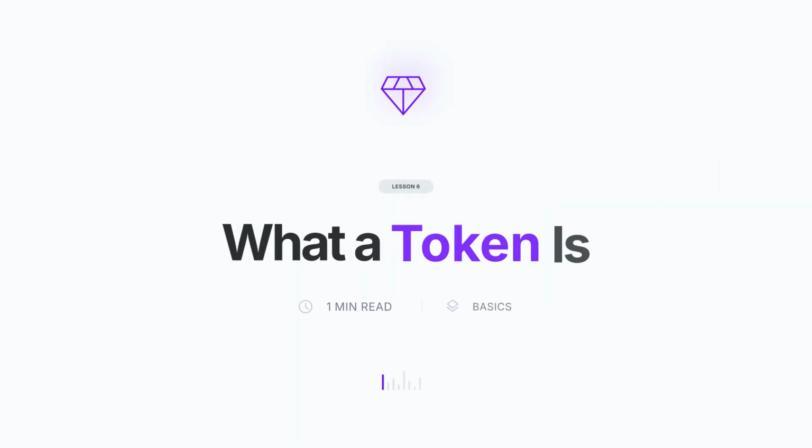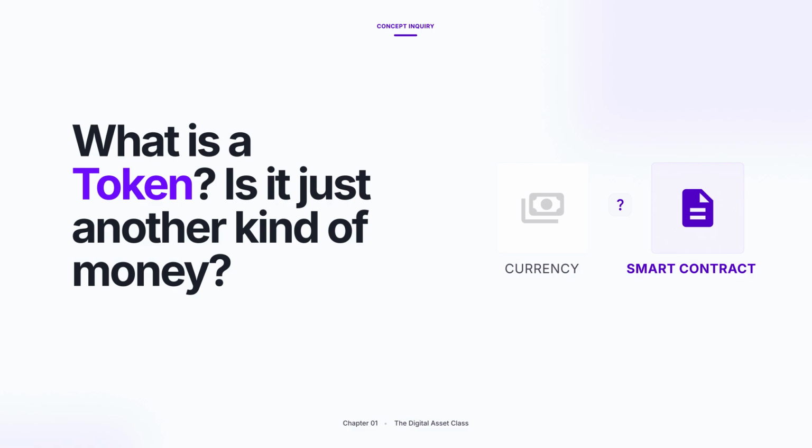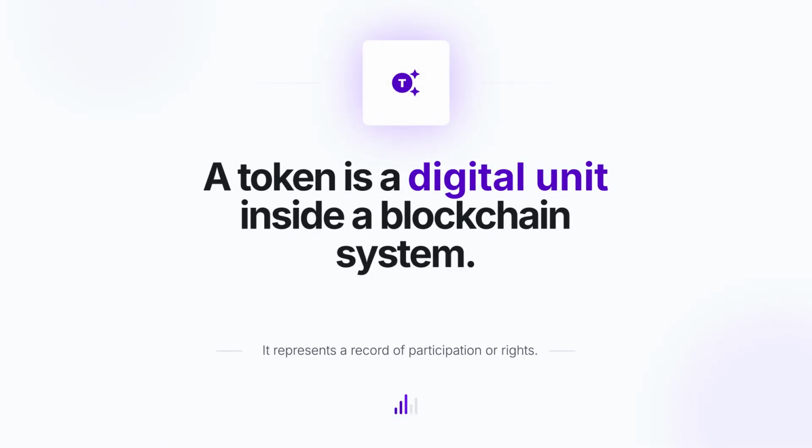Lesson 6. What a token is. In blockchain systems, the word token appears very often. Many people think a token simply means a digital coin or a form of money, but the idea is broader than that. A token is a digital unit that exists inside a blockchain system.